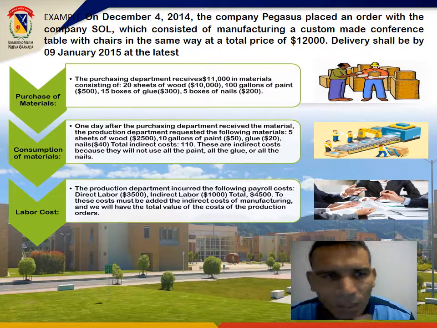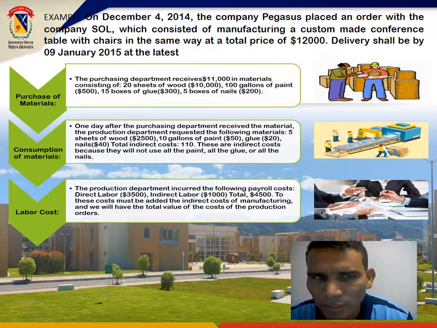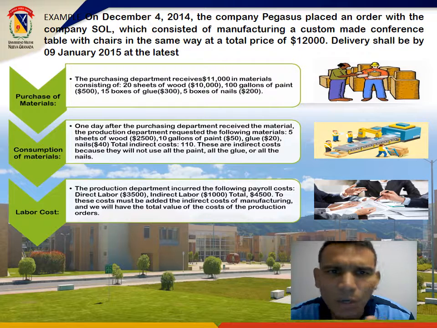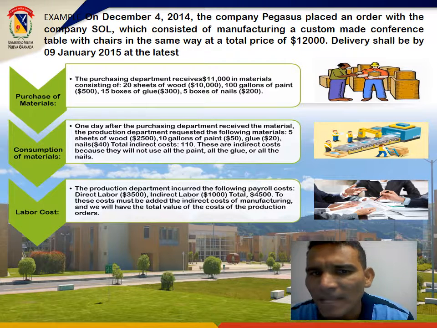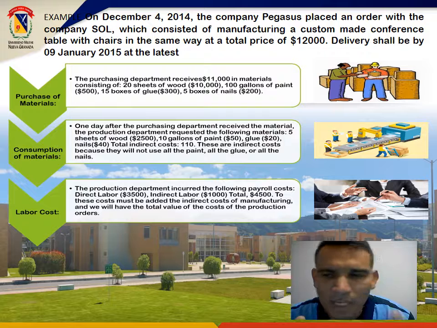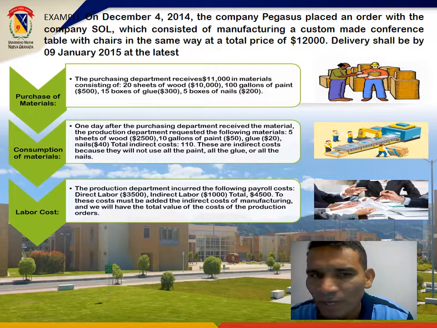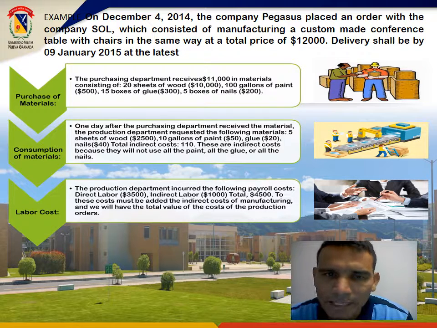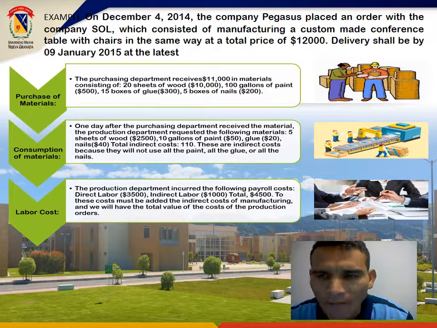Example: on December 4, 2040, the company Pegasus placed an order with the company SOL, which consisted of manufacturing a custom-made conference table with chairs, at a total price of $12,000. Delivery shall be by 9 January 2050 at the latest.